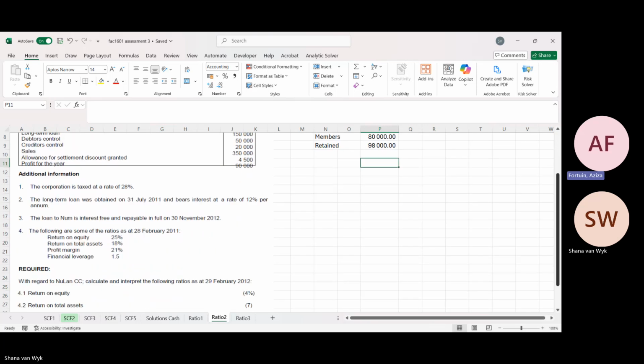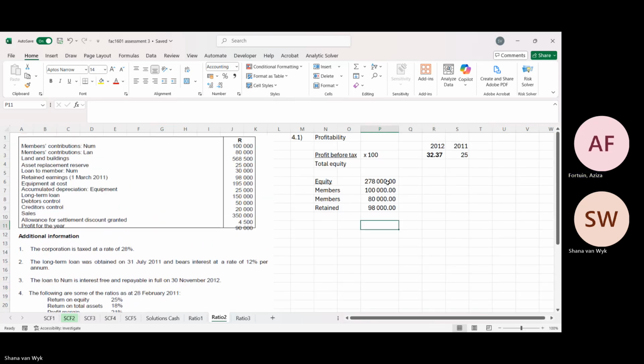Okay, so you've got the 100 and the 80, and then retained earnings, you've got the asset replacement. I was wondering if that one is included. Asset replacement 25. Here we go, 29. Okay. Let me just see if you've got all in.